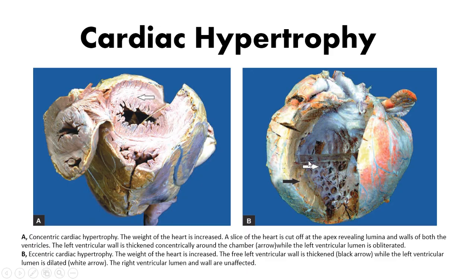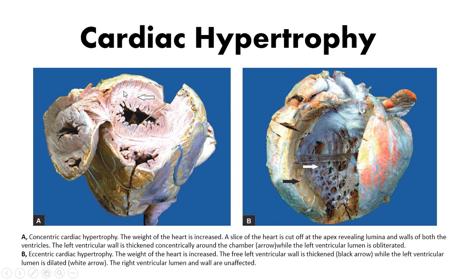However, on the right side here, there is also thickening of the ventricles. Okay. However, the lumen seems to be larger. This is what we call eccentric hypertrophy. So the size of the ventricular lumen becomes larger or similar to normal, with similar size. However, thickening of the ventricular wall happens.